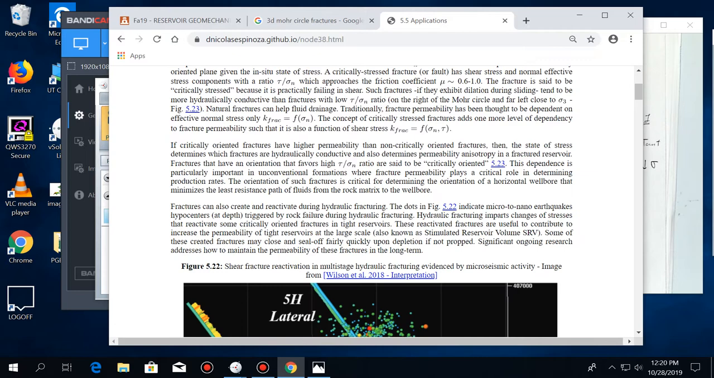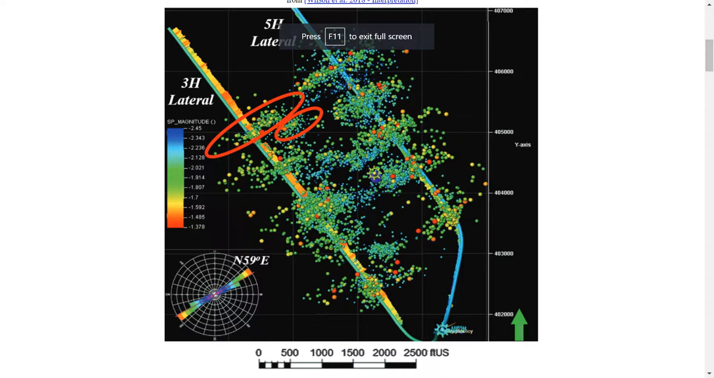Can anyone tell me what this is? So here we have horizontal wellbores and a lateral, looked at from the top, with some stereo nets. You should get used to looking at stereo nets. They're very useful for many things. And we have some dots in there. Anyone know what those dots are?